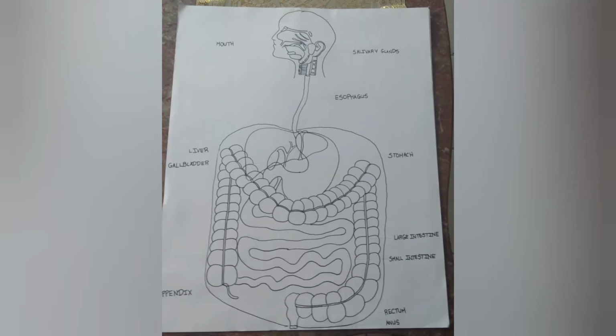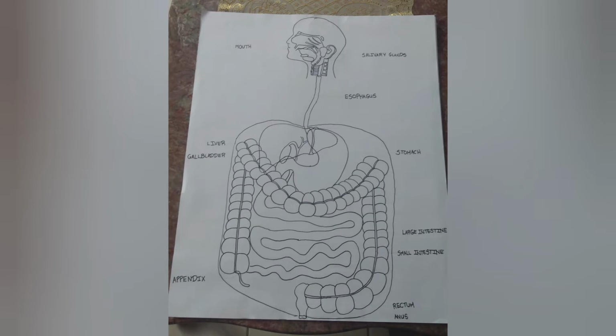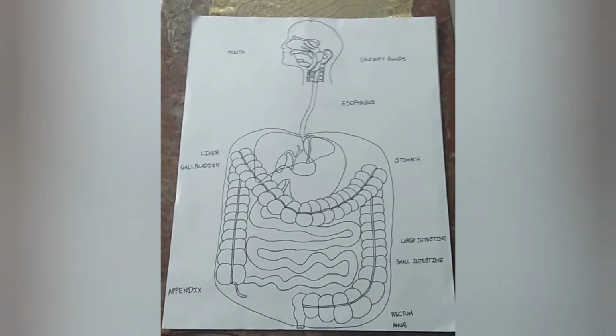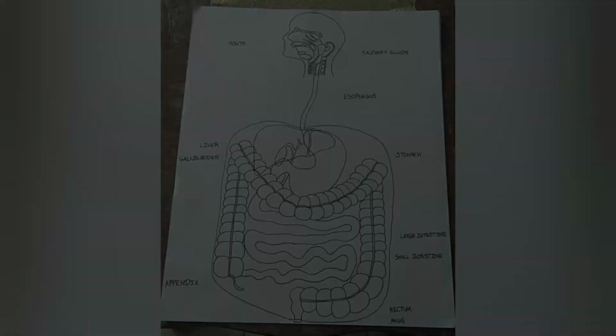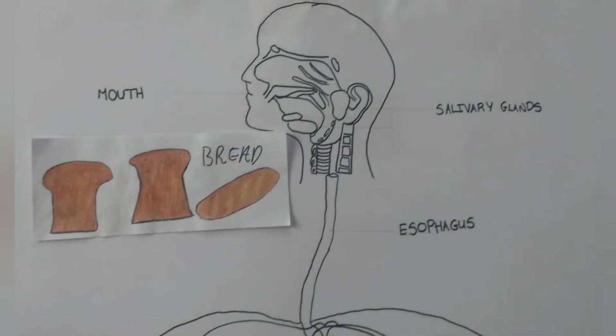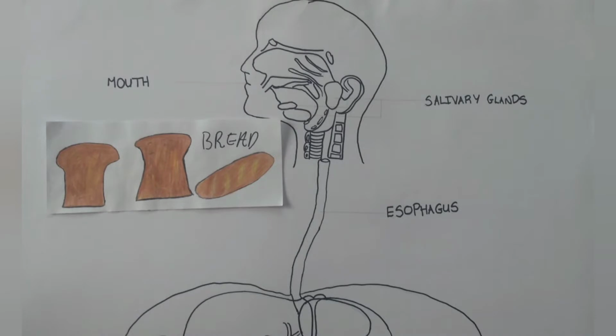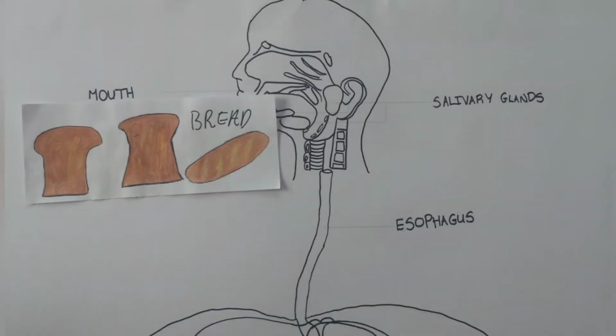Greetings again, everyone. As you see here is a full drawing of the digestive system, and I will be demonstrating how carbohydrates are digested. Right now we have our person intaking bread. Let's call him Malcolm. Malcolm is intaking bread, and right now he is chewing the bread.